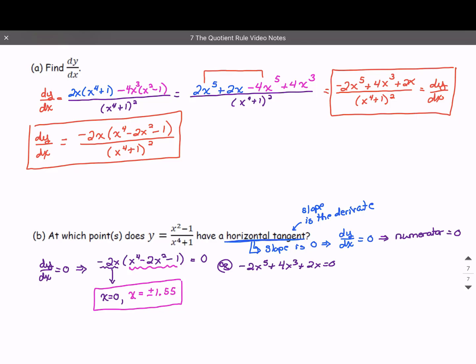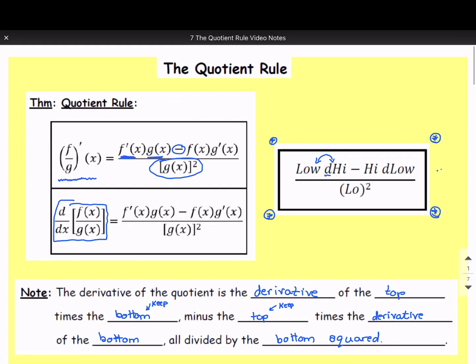All right, so we have looked at the quotient rule. Remember, when you have a function on top of another function, low d high minus high d low over low squared. That's how you find your derivative, or derivative of the top times keep the bottom minus keep the top, derivative of the bottom over the bottom squared.